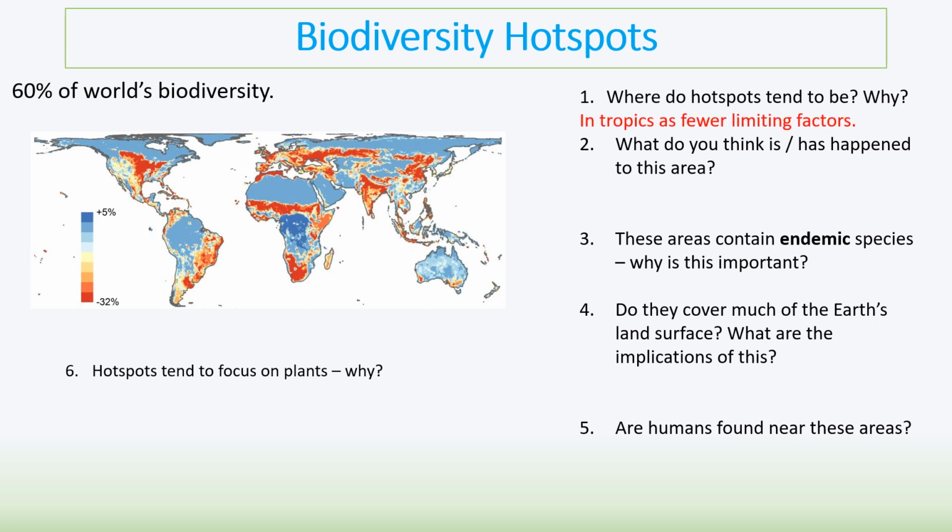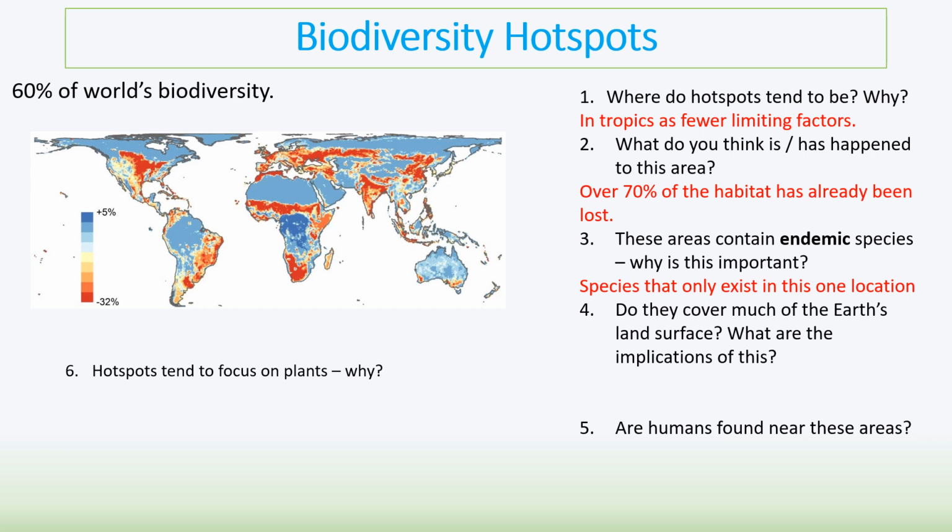So hotspots tend to be in the tropics, and that is because there are very few limiting factors in the tropics. The limiting factors we mean are things like sunlight and moisture. So remember what we did when we did biomes in the tropical rainforest. The tropical rainforests are there because there are high levels of temperature, but also high levels of precipitation, giving it the perfect conditions. In these areas, 70% of the habitat has already been lost, and these areas contain endemic species, which are ones that only exist in that location on the planet.